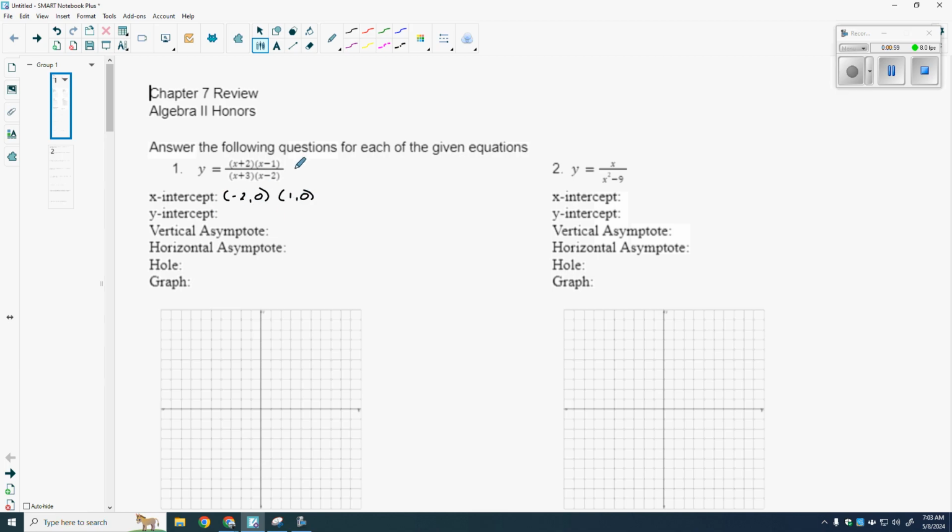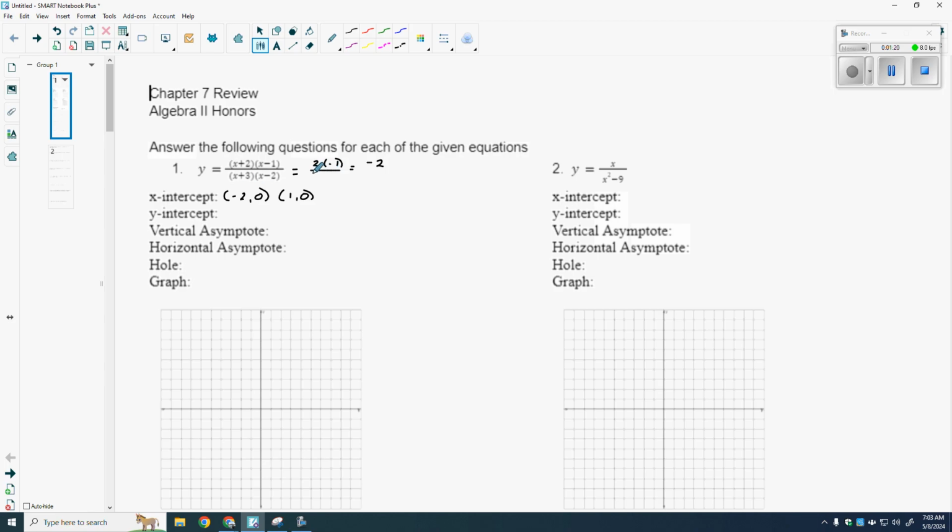Okay, y-intercept. Value of y when x is 0. Putting in 0 for x gives me, I don't need to write all that out, you're smart like that. Putting in 0 for x gives me 0 plus 2, which is 2. Putting in 0 for x gives me 0 minus 1, which is a -1. Multiply them together, and I get -2.